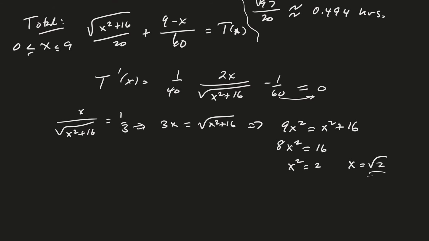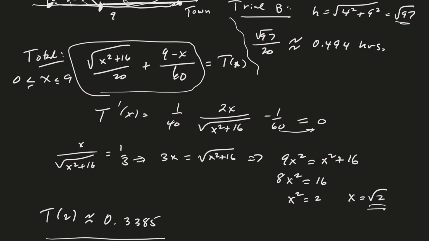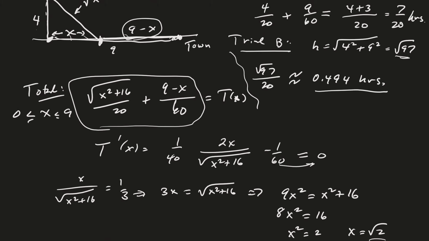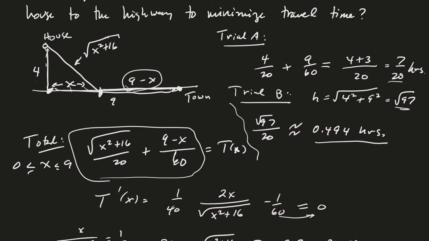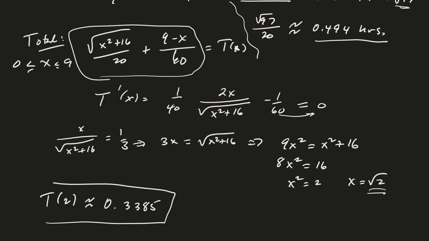We can plug the square root of 2 into t of x using a calculator, and we see that t of the square root of 2 is approximately 0.3385. Now compare the three values that we have: 0.3385, 0.494, and 7 over 20. By the way, 7 over 20 is 0.35. And so you see that this value gives the global minimum.